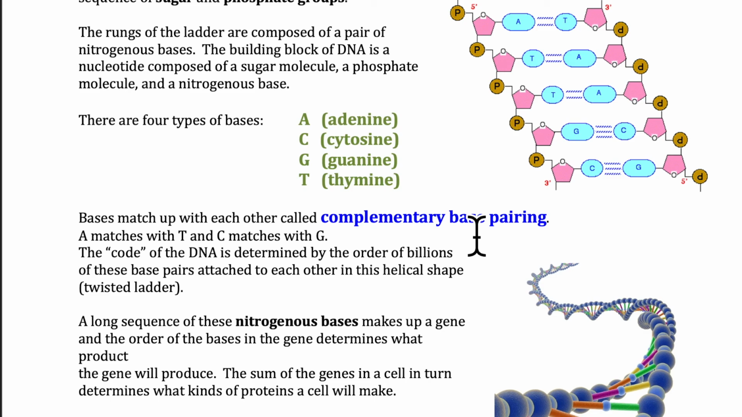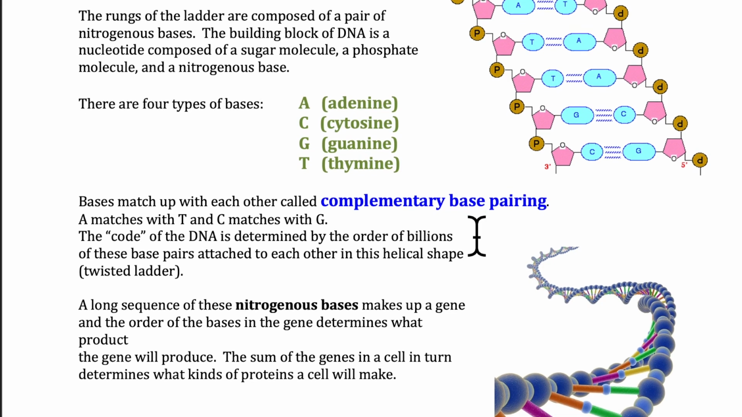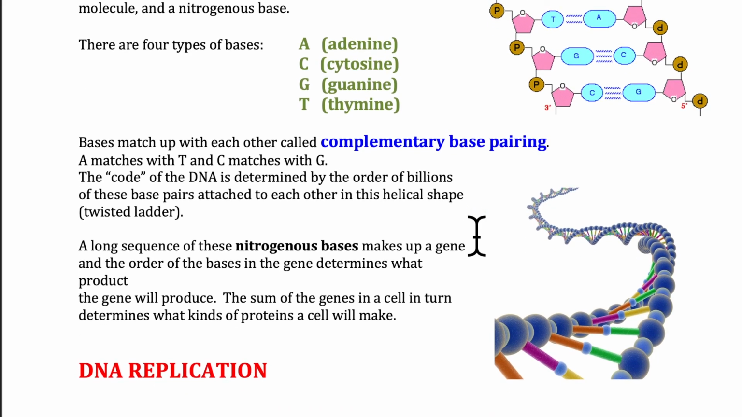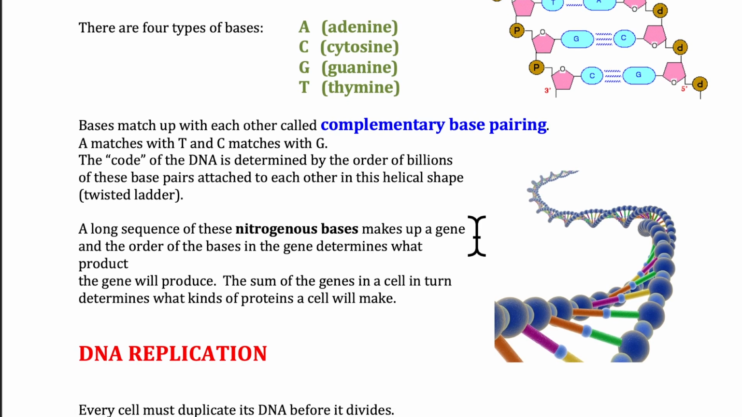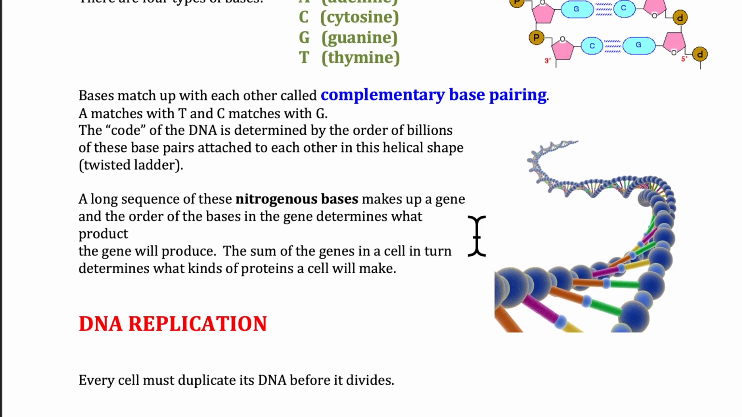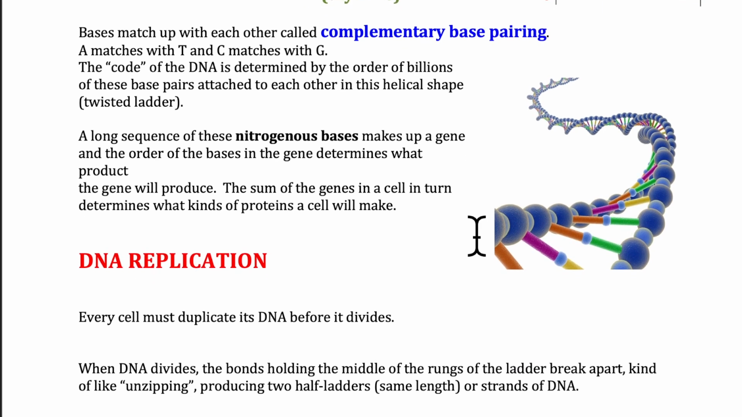The code of the DNA is determined by the order of billions of these pairs attached to each other in this helical shape, the twisted ladder. I'm going to say that again. The code of the DNA is determined by the order of billions of these base pairs attached to each other in this helical shape, the twisted ladder. A long sequence of these nitrogenous bases makes up a gene, and the order of the bases in this gene determines what product the gene will produce. The sum of the genes in a cell, in turn, determines what kinds of proteins a cell will make.